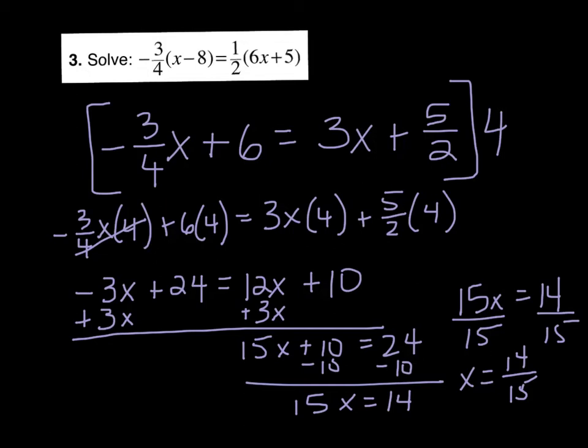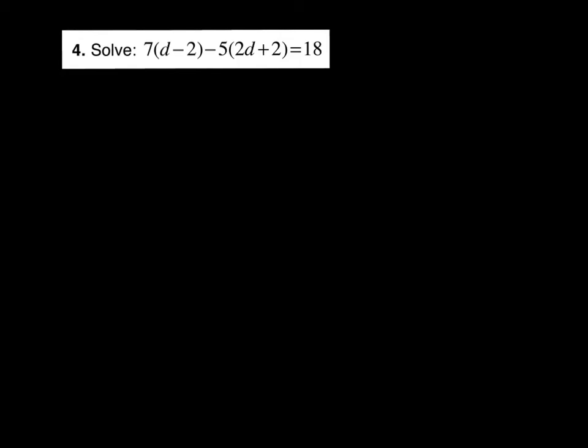We have, I think, 3 more equations. Solve 7 times the quantity d minus 2 minus 5 times the quantity 2d plus 2 equals 18. So we've already established through everything we've done in class that we must distribute here first. We've also established that there is something a little iffy about this part in here, where we're distributing with that minus 5 multiplied through. So that is something we are going to have to focus on here as we go.